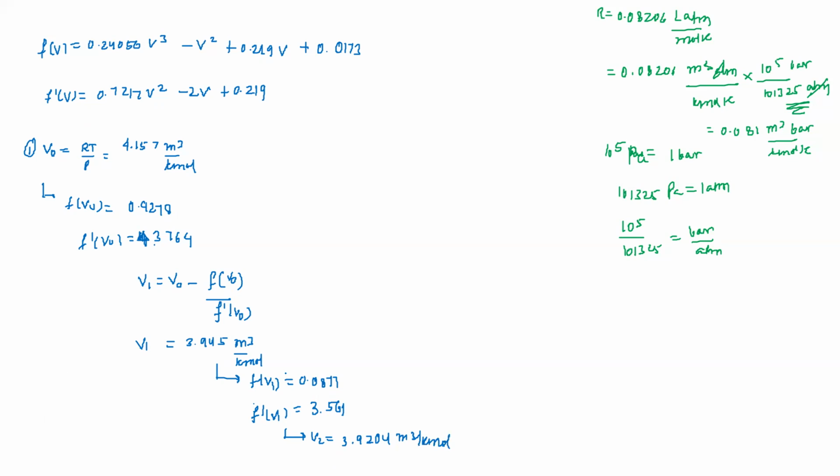So still there's some difference, so we'll go ahead and calculate f of V2. f of V2 is 0.001124, and f dash of V2 is 3.4703.